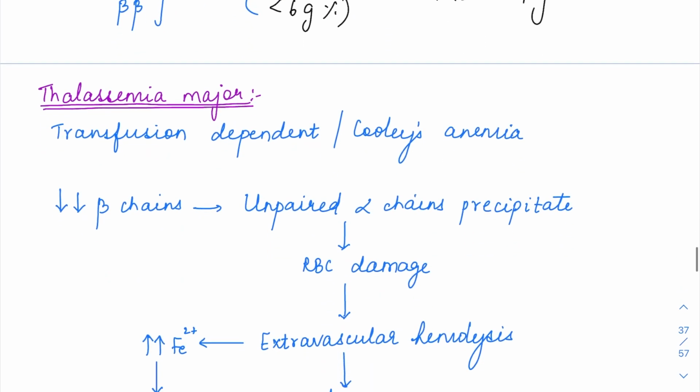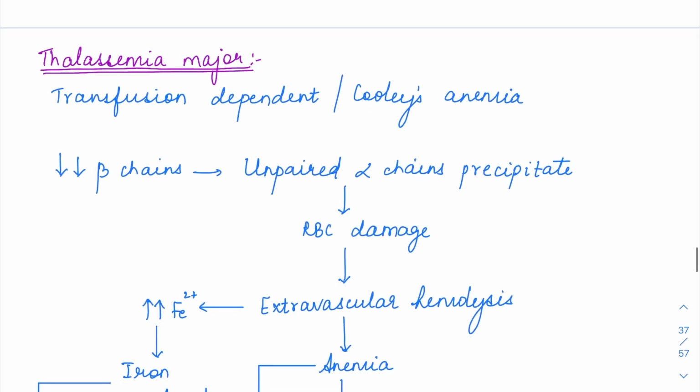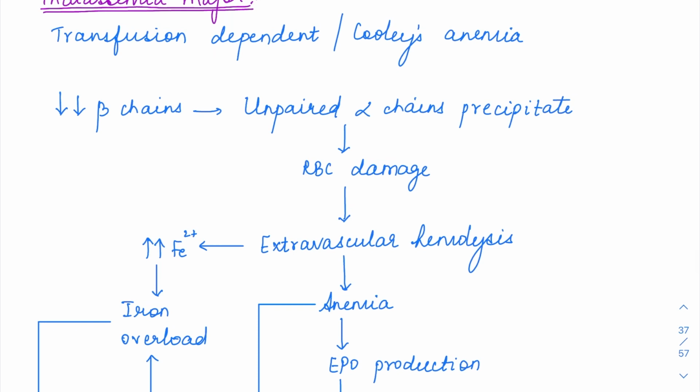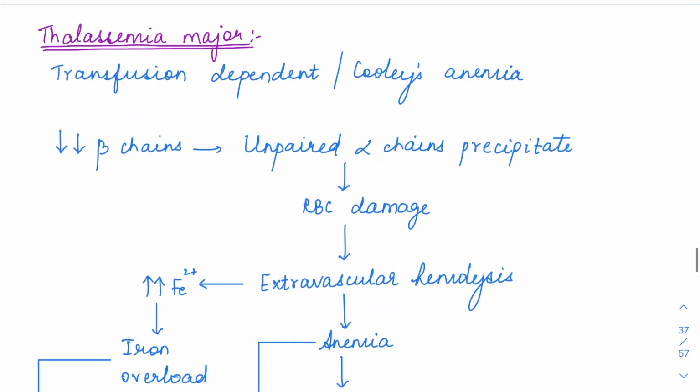Okay. So let's see about thalassemia major first. Thalassemia major, as I mentioned, here they are going to have severe anemia. So from birth, they are going to be dependent on transfusions. So it is called transfusion dependent anemia or Cooley's anemia. So here, as the name suggests, there is going to be beta naught along with beta plus combinations, right? So there are going to be very much reduced levels of beta chains.